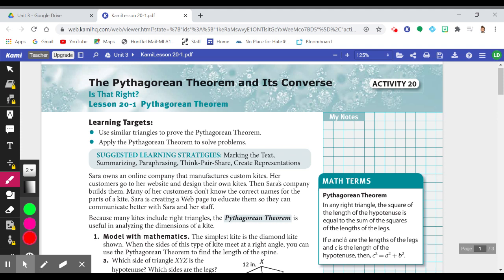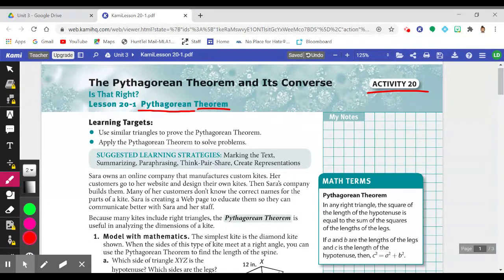And hello, we are on activity 20, just finishing up activity 19. And lesson 21 is all about probably the most famous theorem there is, the one that students probably remember most, either from middle school or when they leave high school. It's none other than the Pythagorean Theorem. So we're going to be learning in this lesson about the Pythagorean Theorem and its converse.